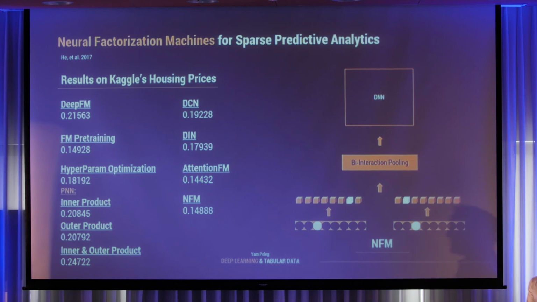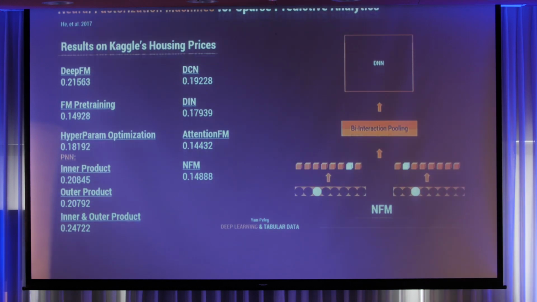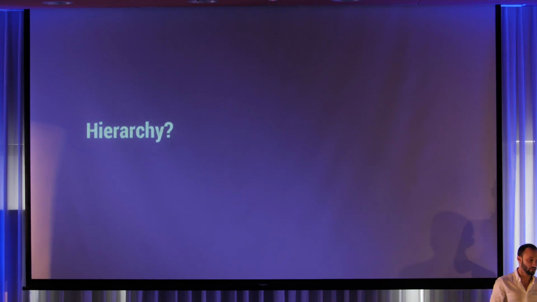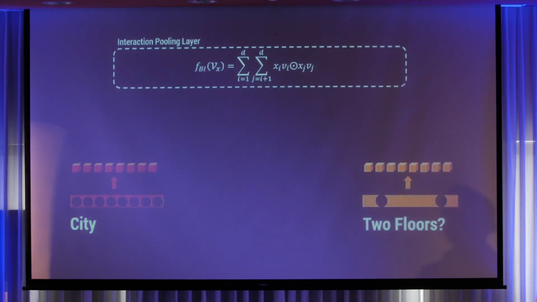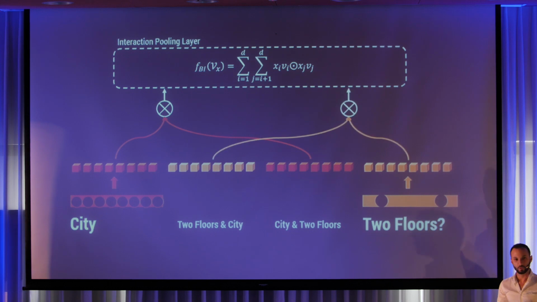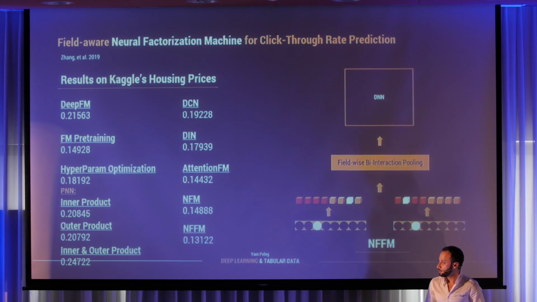All right. So what was the problem here? The problem here is that houses in New York, houses in Tel Aviv, houses that have a pool, the interaction between them, there is a hierarchy between them that we didn't take into consideration. So the most naive way to take this hierarchy into account is something called field-aware factorization machines. Basically, you take the city, you have two floors, and you create two more embeddings, and then just cross them out to create all the possibilities. And this trick pretty much gets us a way better score than before.